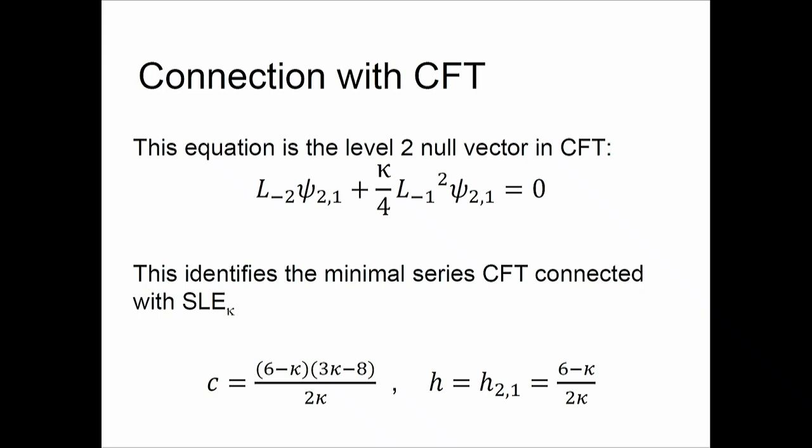Two amazing things happen. One is that you get the central charge of the CFT in terms of kappa. And the other is that you get the conformal weight of the field associated, the H21 field associated with this C, which is just 6 minus kappa over 2 kappa. This is in fact a very revealing thing. It is the question you asked a little sooner, that there is really a deep connection, because of this simple observation, between CFT and SLE. So I can perhaps get a lot of calculations of SLE out of CFT by using this connection.